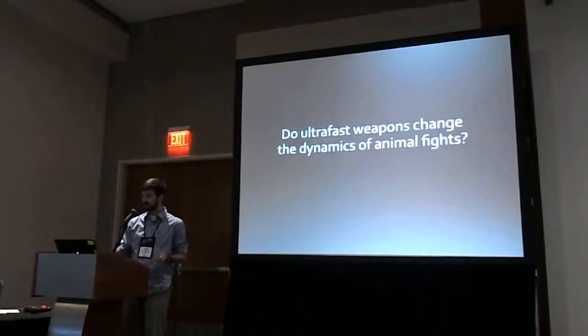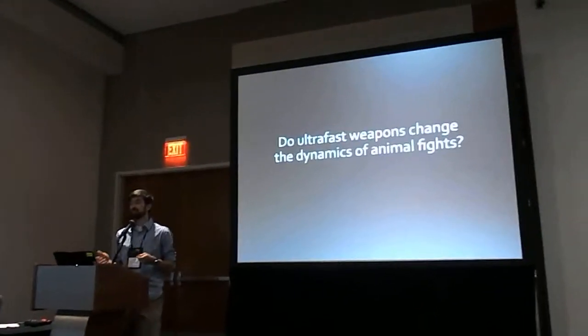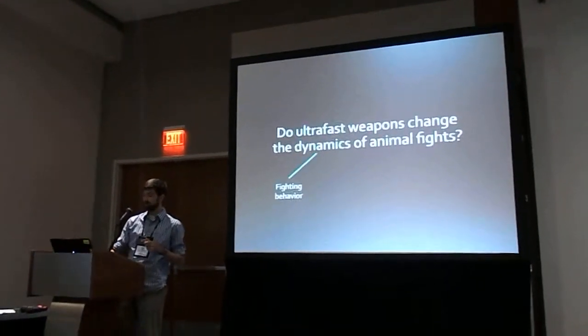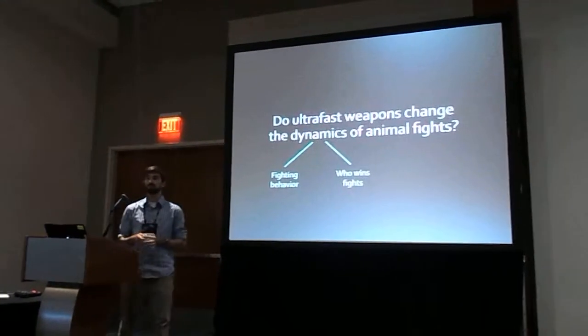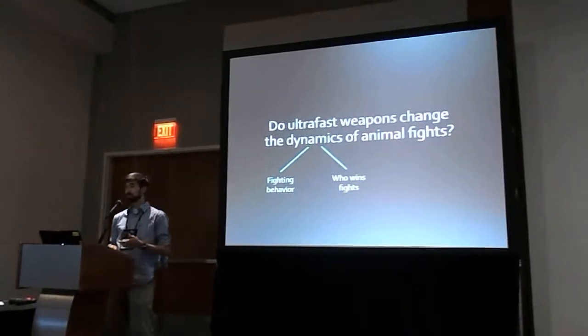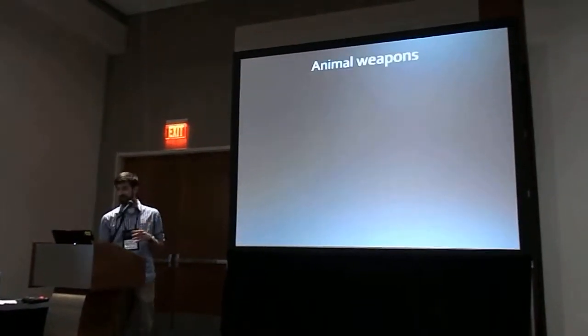And the question I want to start with is, does the use of ultrafast weapons change the dynamics of animal fights? By dynamics here, I mean both the behaviors that animals use during fights, and who wins fights, or what are the characteristics of winners and losers of fights. So let's start with just a brief foray into animal weapons.